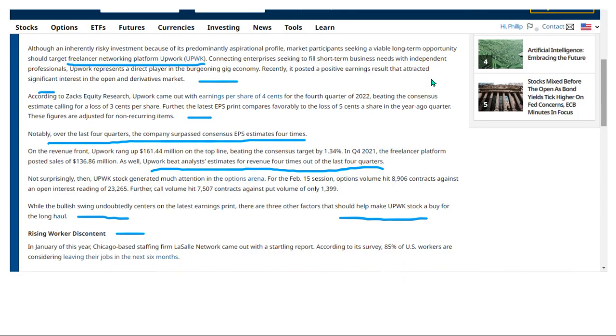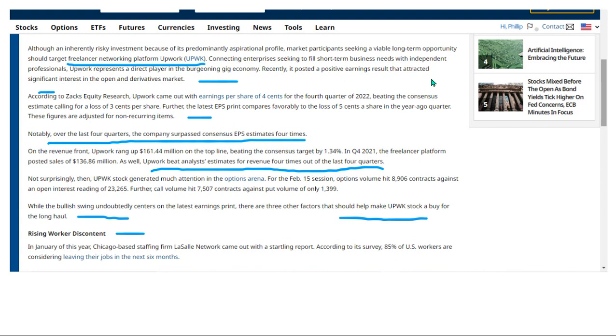So here we go with the article. Although an inherently risky investment because of its predominantly aspirational profile, market participants seeking a viable long-term opportunity should target freelancer networking platform Upwork, connecting enterprises seeking to fill short-term business needs with independent professionals. Upwork represents a direct player in the burgeoning gig economy. Recently, it posted a positive earnings result that attracted significant interest in the open and derivatives market. So they're basically a platform that supplies temp labor.